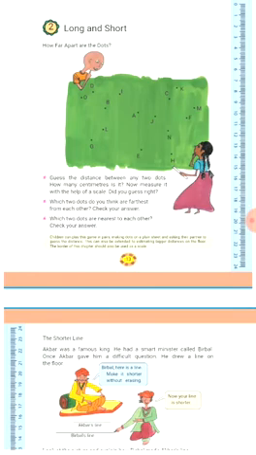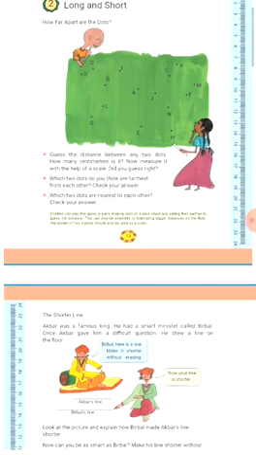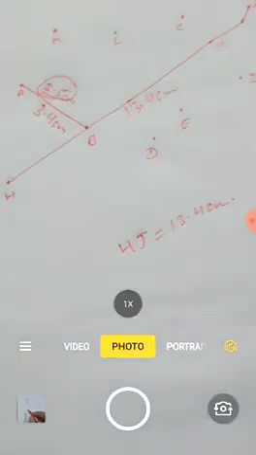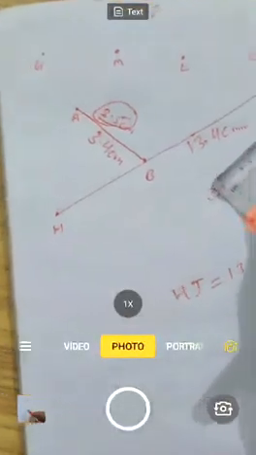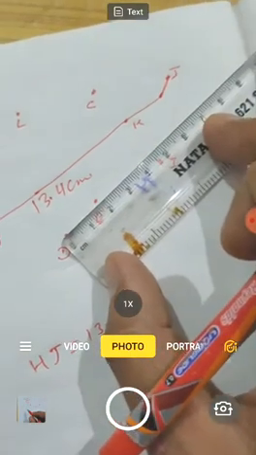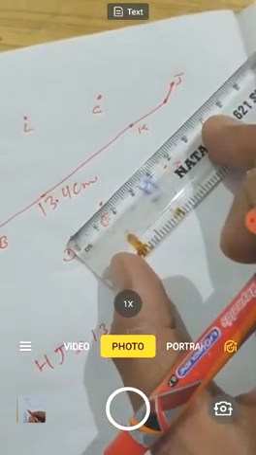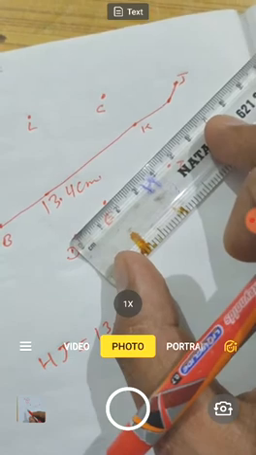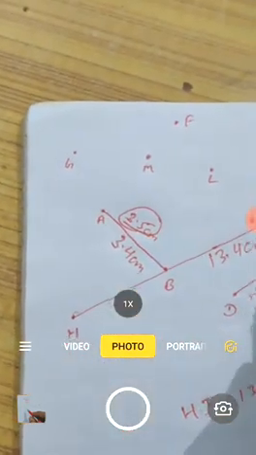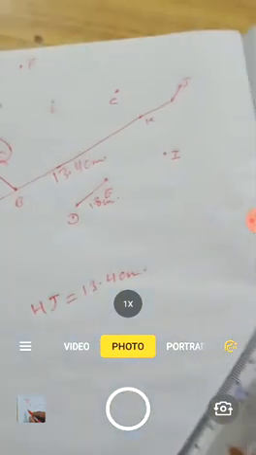Now the next question is: which 2 dots are nearest to each other? It is asking which 2 dots are nearest to each other. Let us check here. I think D and E, that is 1.8 centimeters. Is it clear?